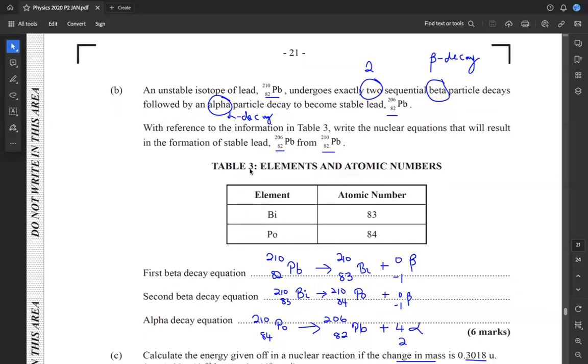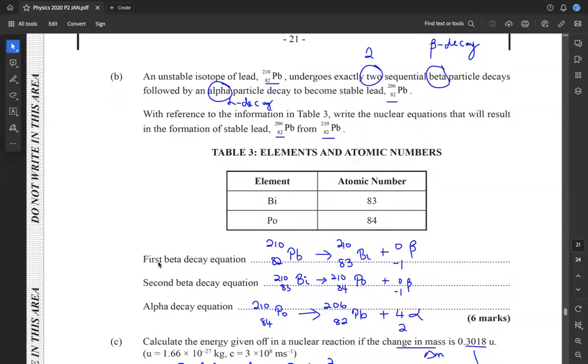So we look at this table 3, right? Table 3 is telling us that whenever there's an atomic number of 83, then that element would be bismuth. And then if there's an atomic number of 84 that results from that decay, then we will have the element polonium. Okay, so we just have to keep these things in our minds as we write these decay equations, right?